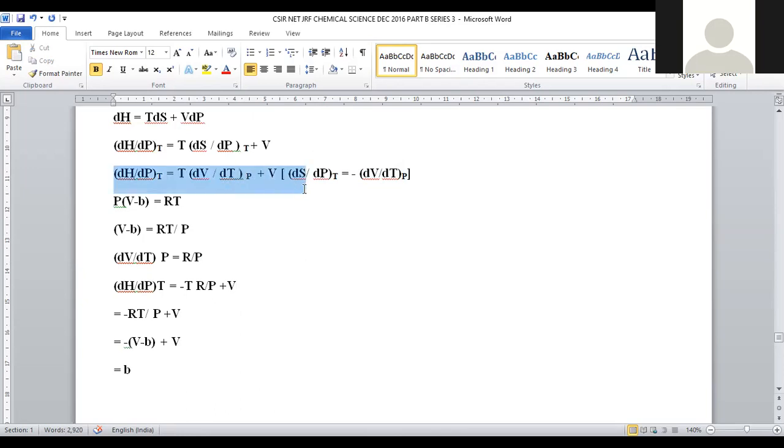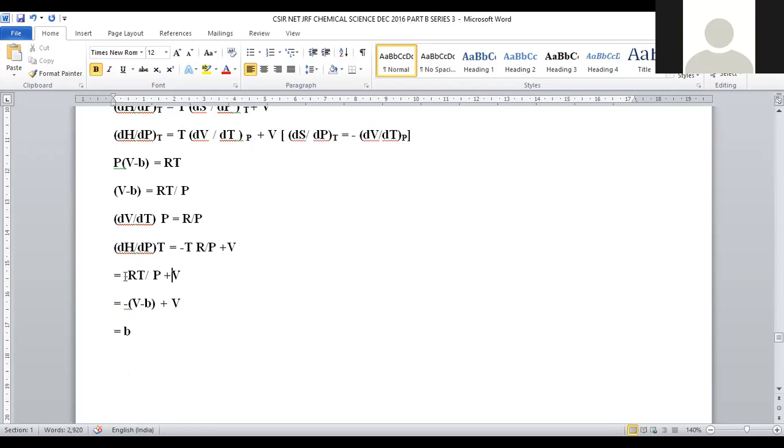So within this equation we are going to substitute the value. Here dS by dP is nothing but dV by dT, right? So the dV by dT value is nothing but R by P. Instead of this dV by dT, we are going to substitute R by P. Now the equation is dH by dP at constant T is equal to minus T R by P plus V. Then the equation will become minus RT by P plus V, right? So it will become minus V minus B plus V. Minus V minus B plus B. So minus V plus V get cancelled, so that dH by dP at constant T is equal to B.